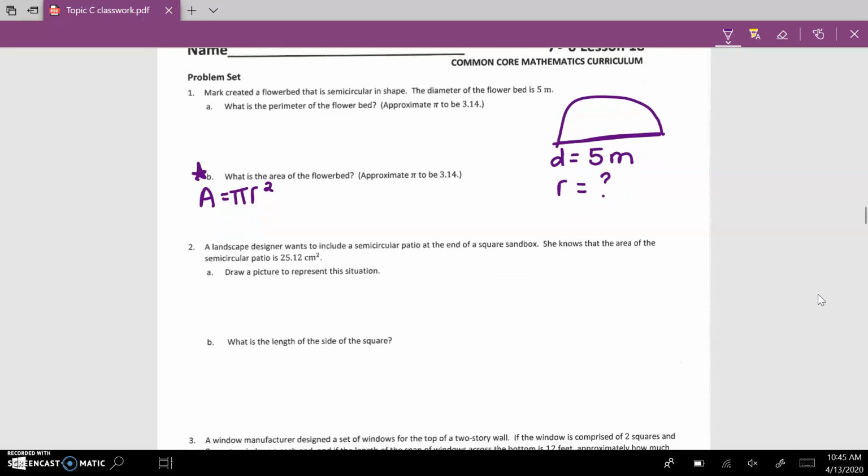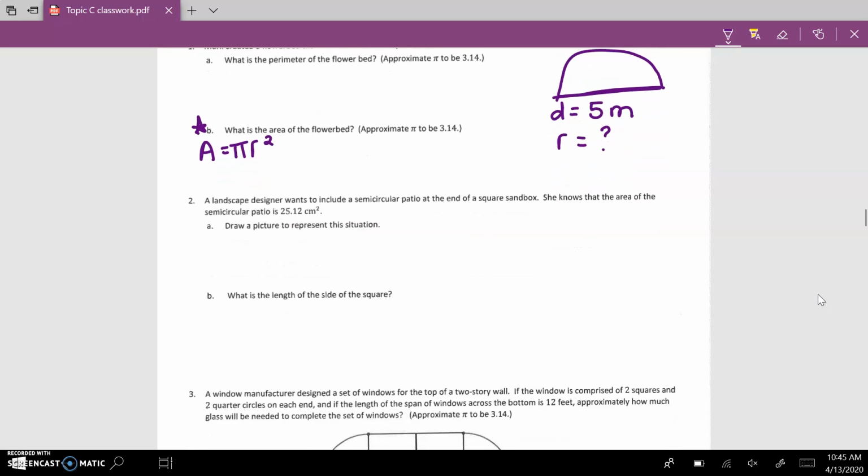Okay. Number 2 here, a landscape designer wants to include a semicircular patio at the end of a square sandbox. She knows that the area of the semicircular patio is 25.12 centimeters squared. So draw a picture. So it's a square sandbox with a semicircular end. And we know the entire area of this is 25.12.